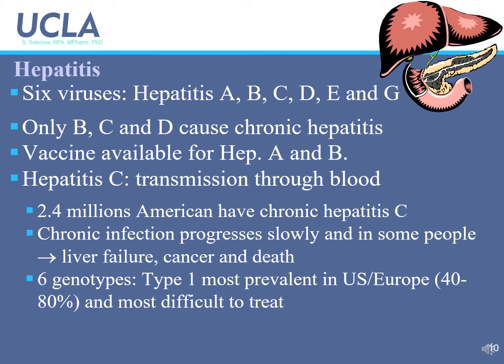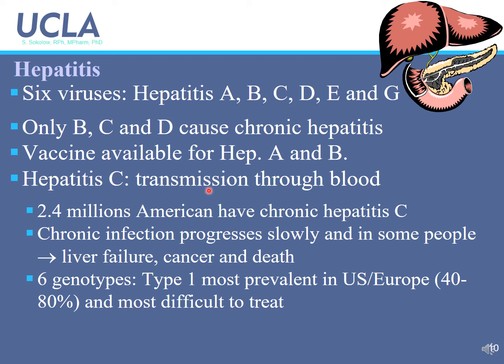Hepatitis. There are 6 different hepatitis viruses, A, B, C, D, E, and G, and only B, C, and D can cause chronic hepatitis. There are also vaccines available for Hep A and Hep B. If you work in the hospital, the hepatitis B vaccine is recommended if you manipulate blood, because you want to prevent infection with Hep B.